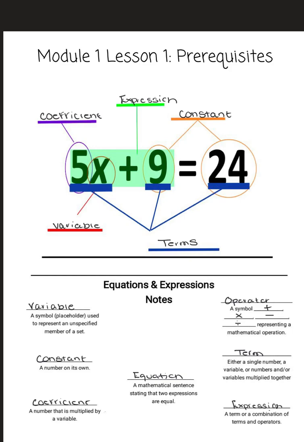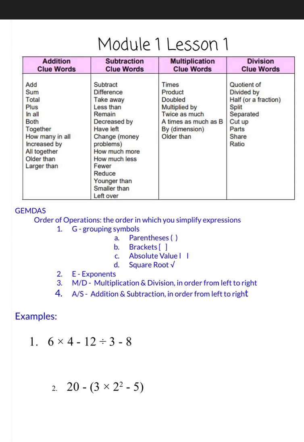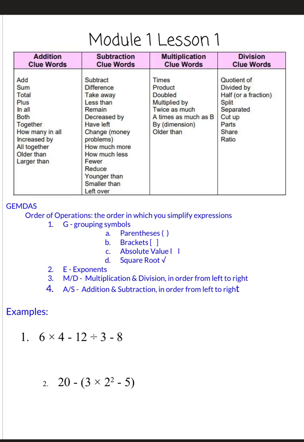So for today's lesson, we are going to finish up the second part of Module 1, Lesson 1. I've included in this video the answers from the parts that we did yesterday. So again, the overview or review of coefficients, expressions, constant, variable, and terms that we went over in the video yesterday. Also giving you some more clue words, a reminder of those clue words that we'll be using when we are translating expressions. So those clue words that go along with the various operations.